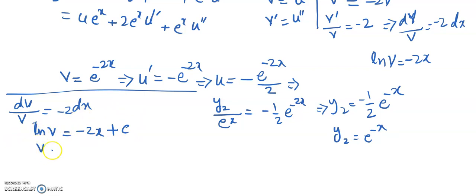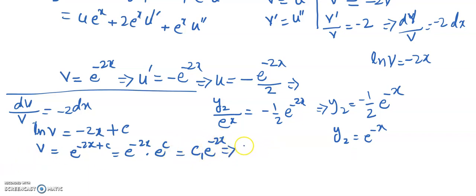Okay, so v will be equal to e power minus 2x plus c, so it will be equal to e power minus 2x into e power c. E power c we can take as another constant which we call c1. So v, which is u prime, is now c1 e power minus 2x. From u prime we get u by integration, so it will be minus 1 by 2 c1 e power minus 2x, and then plus another constant c2.